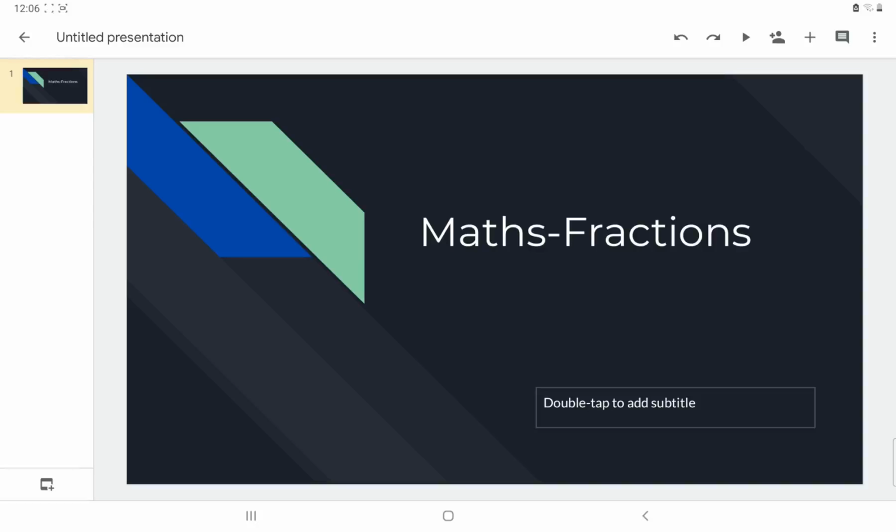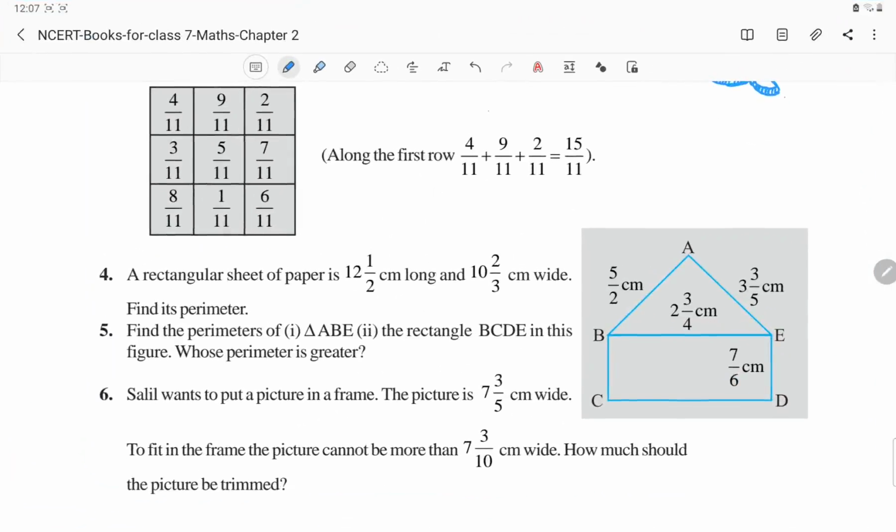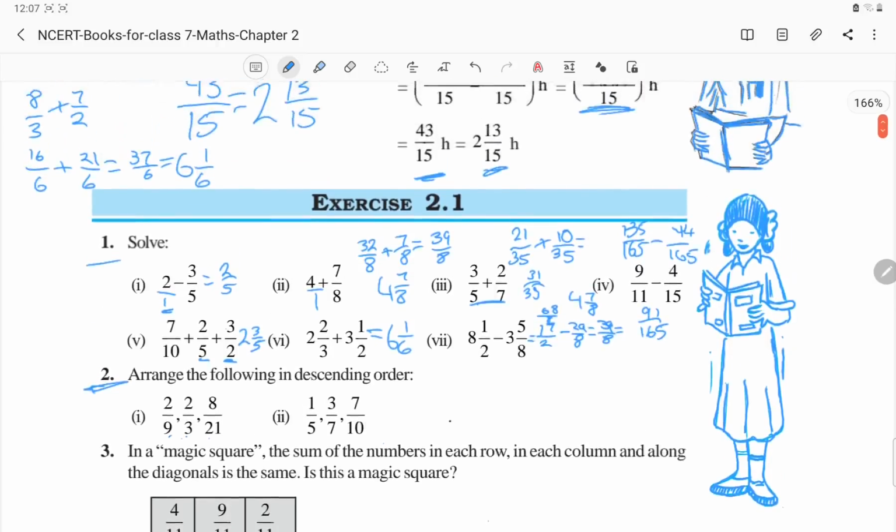For the last few lessons I've been doing English, science and maths with you. And in maths we've been doing fractions. We were doing exercise 2.1 and I think we really need to complete the fractions, because fractions is quite a big topic and it'll take a few lessons. So let's go back to exercise 2.1, shall we? And this is what we did last lesson.